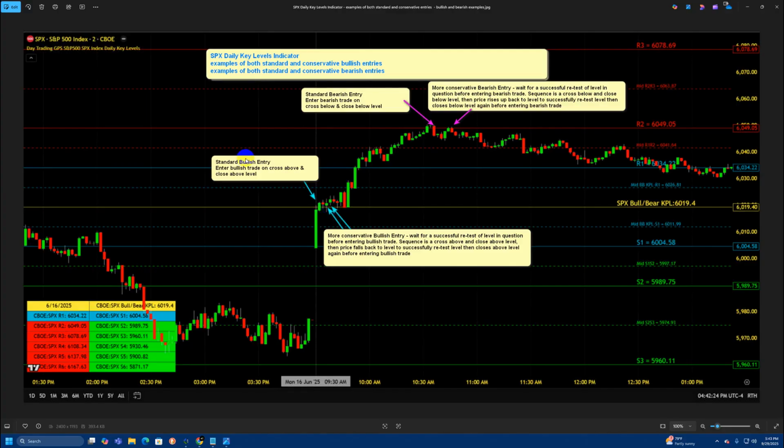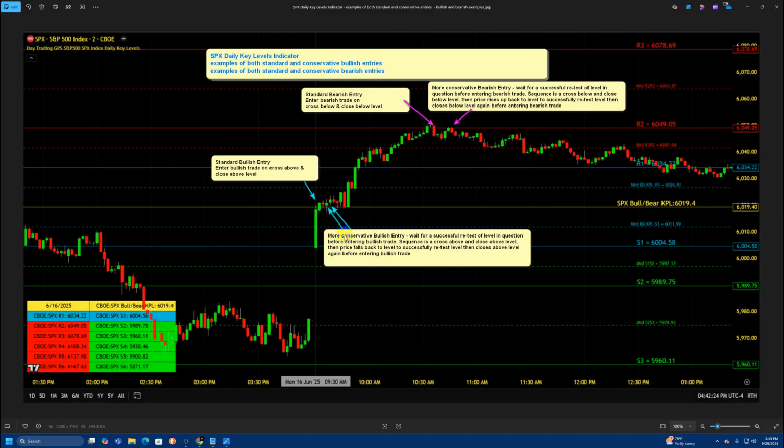So again, just to go over it again, the standard bullish entry is a cross above and close above the level in question, in this case the BB-KPL. So you would enter on the close of this candle here.